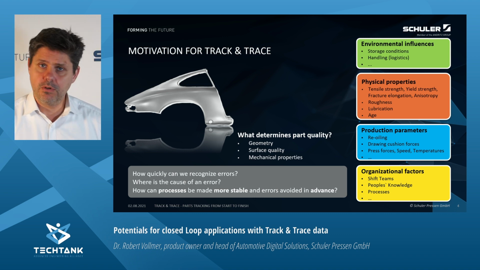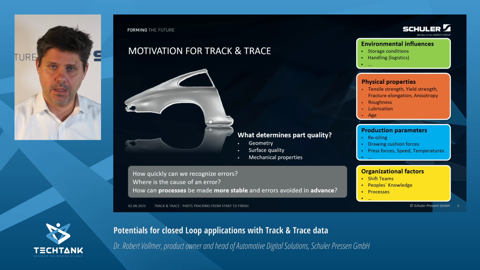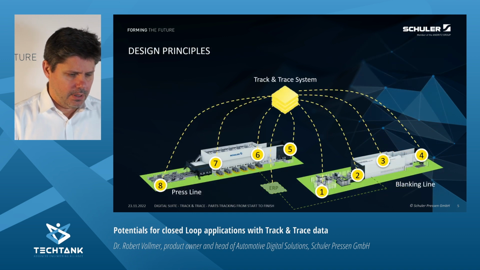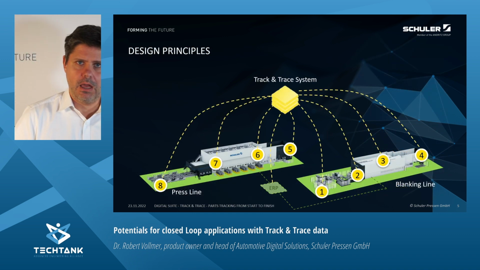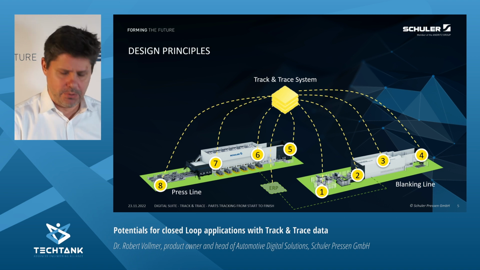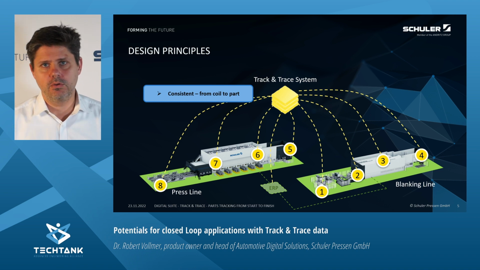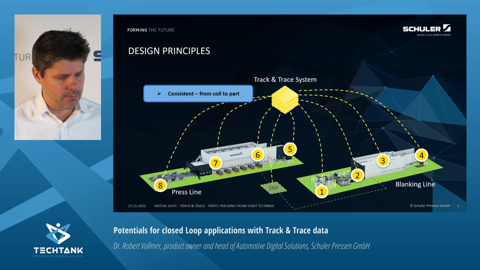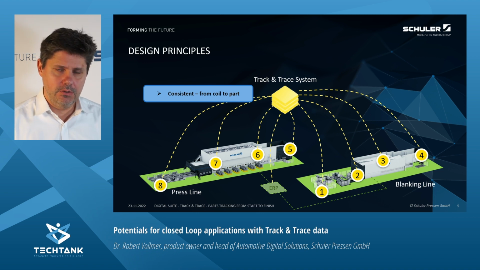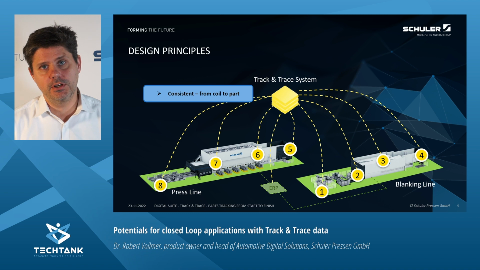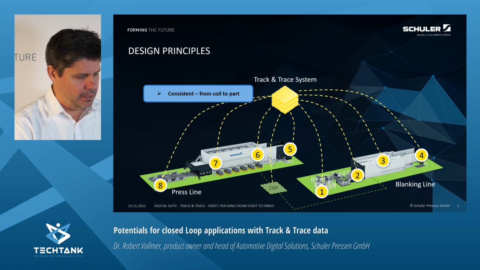So this is our motivation behind the track and trace solution, and is also the way we developed it for the press shop. Just to give you an overview about how we set up the solution, I want to show you some design principles. Regarding the system, we really tried to make it very comprehensive, from the coil to the finished part: start with the coil data, look at every process step during the blanking and also the stamping afterwards, and track the part until it's finished in the part rack at the end.